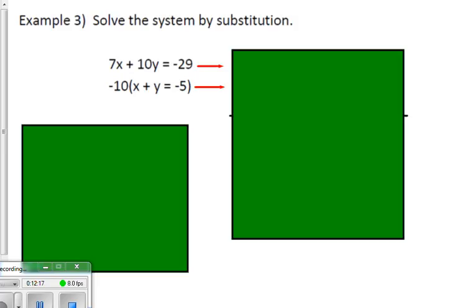For this one, for whatever reason, the notes say solve by substitution. Go ahead and cross that out. Correct them. We are using elimination. We could use substitution here, but we're going to use elimination.